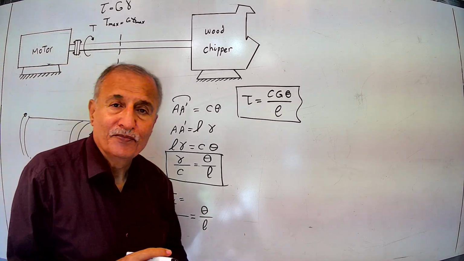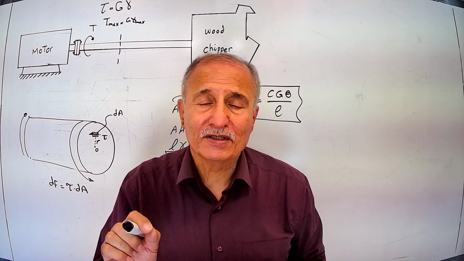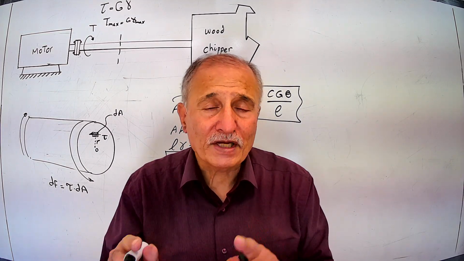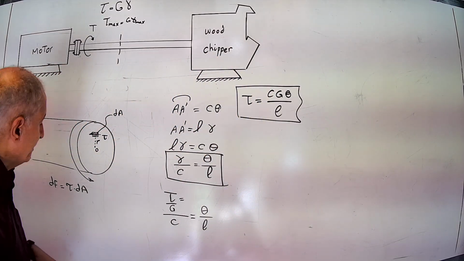Radius R means the distance from any point in the cross section to the center. The maximum R is equal to C. Okay, that I wrote here.